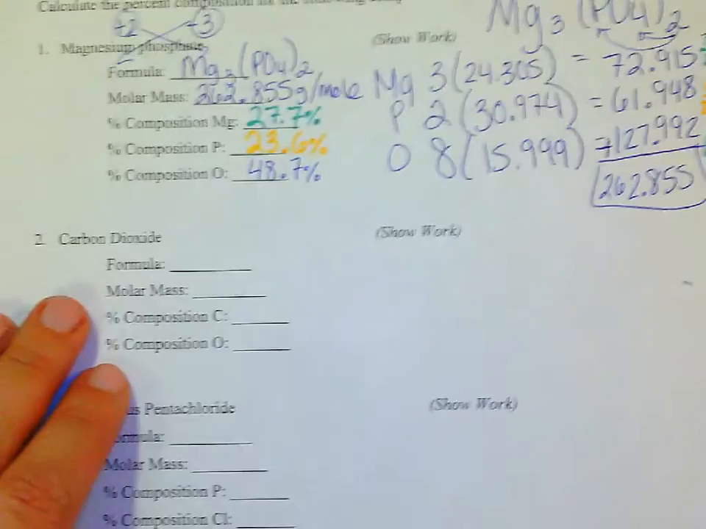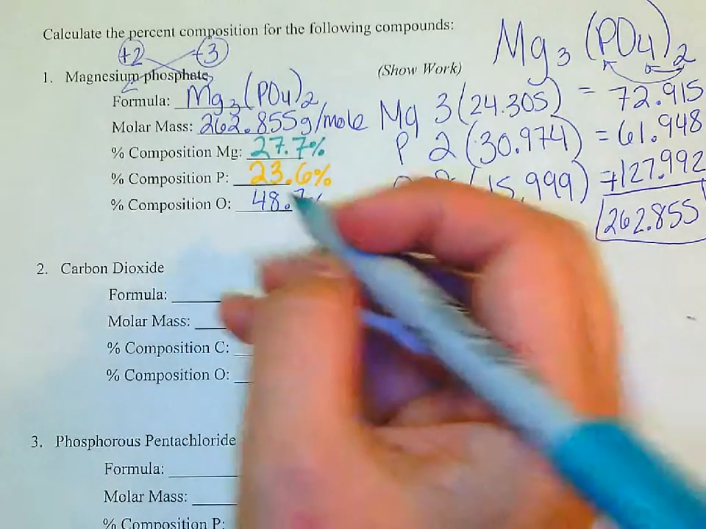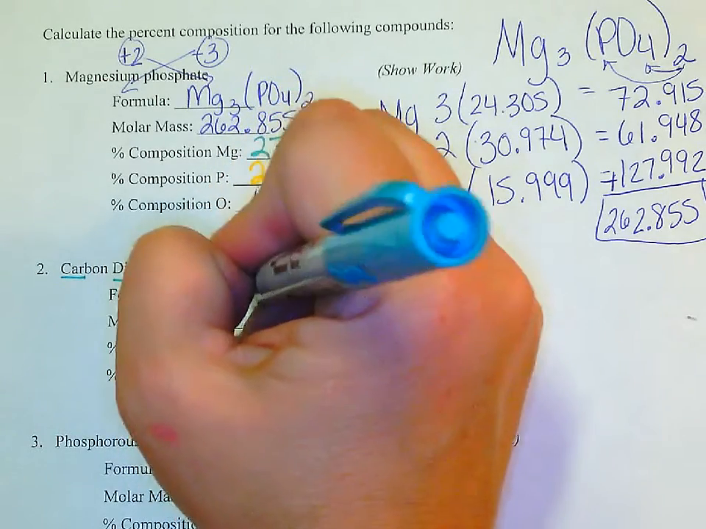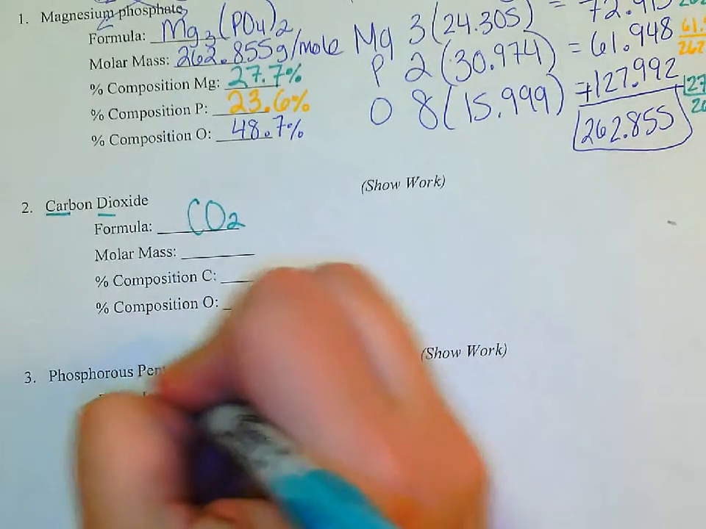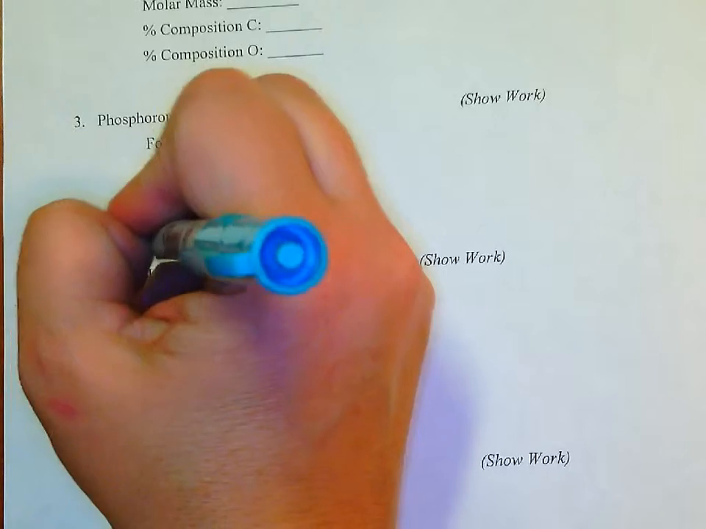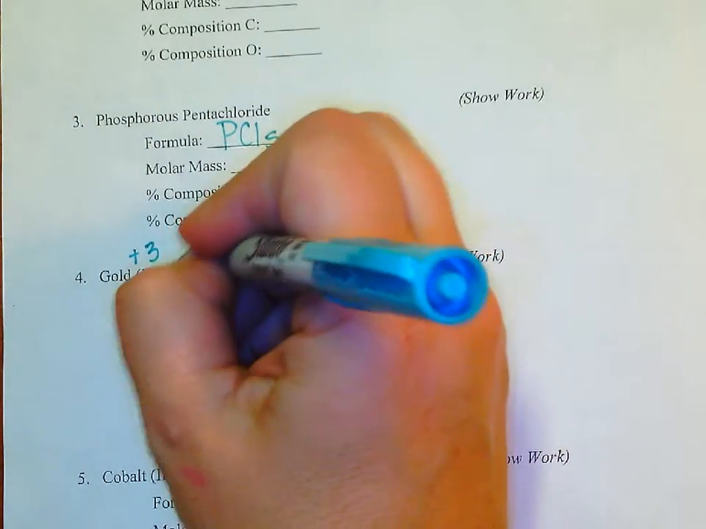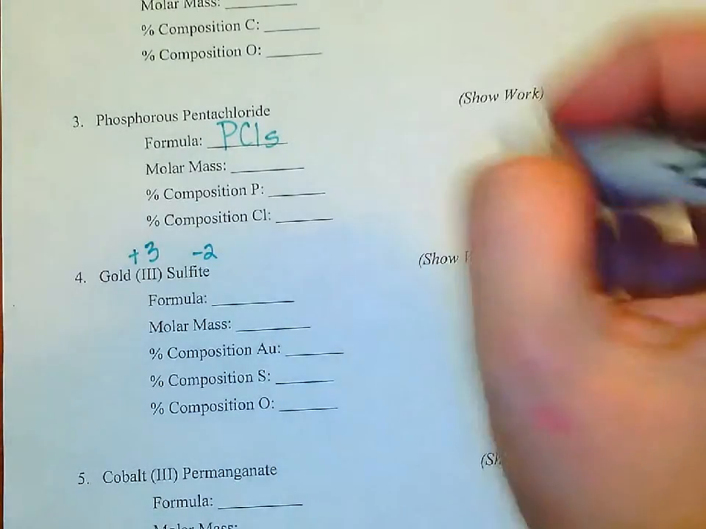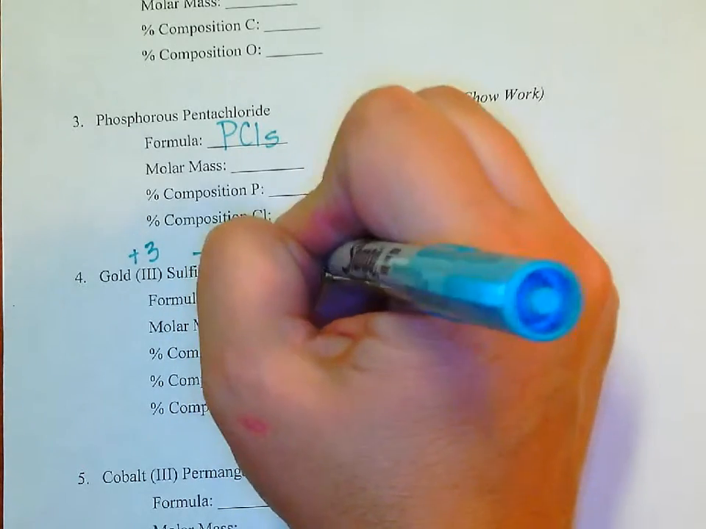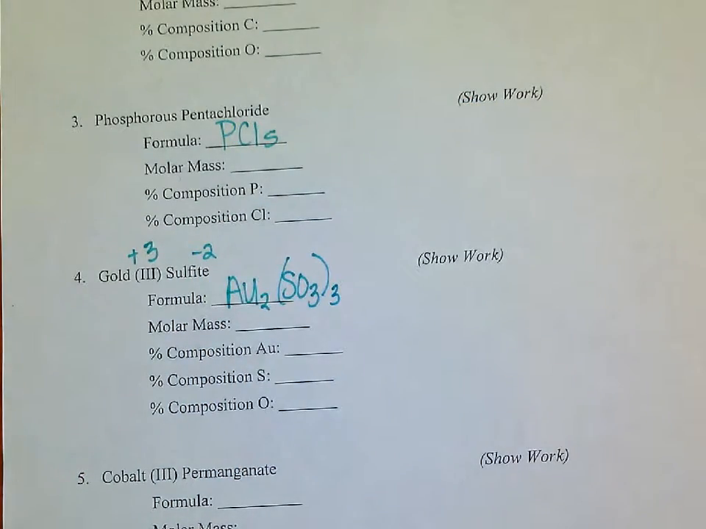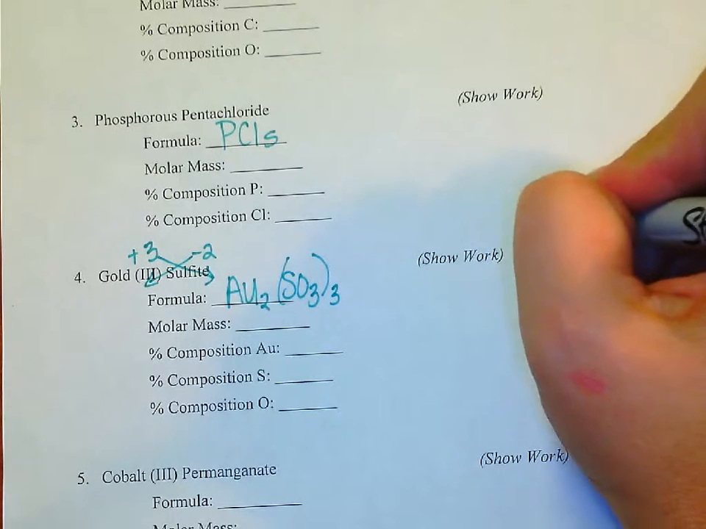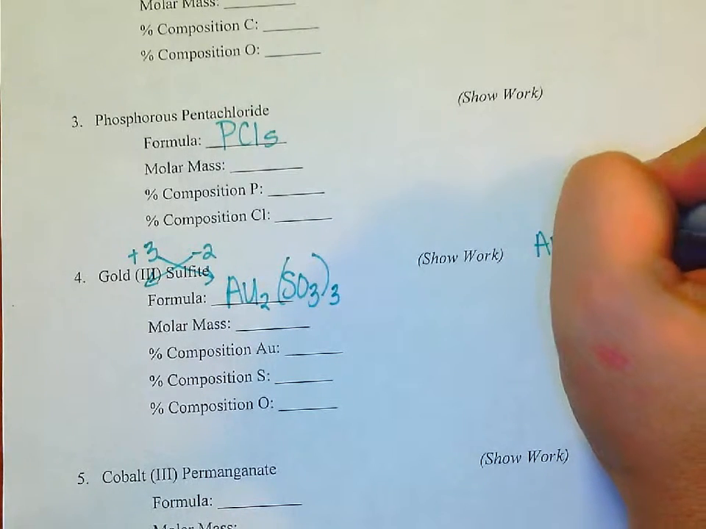So the rest of the problems you'll work just like that. Just make sure that if it's an ionic compound, that you crisscross. If it's a covalent compound, you just write it like you see it. So I'm going to give you some formulas to work with. So this would be Au2(SO3)3, because you have to crisscross gold and sulfite.